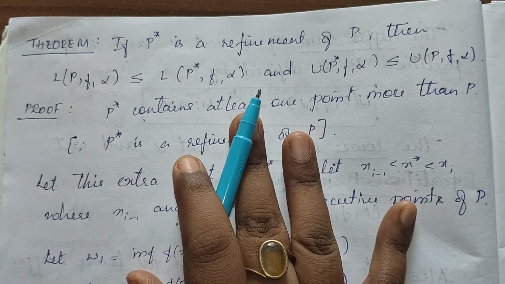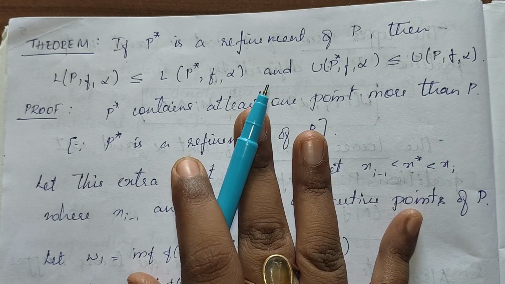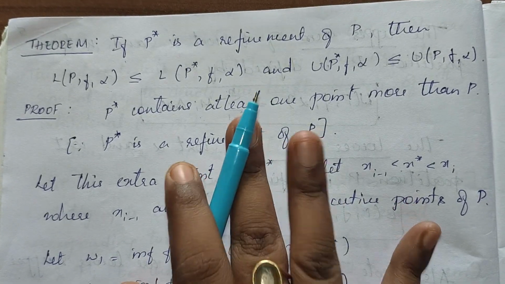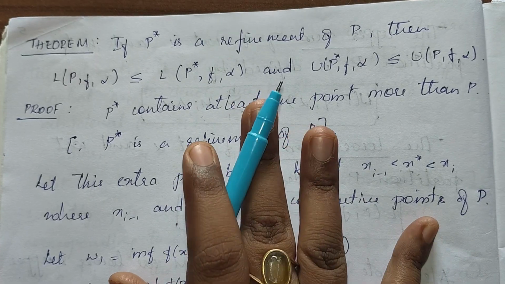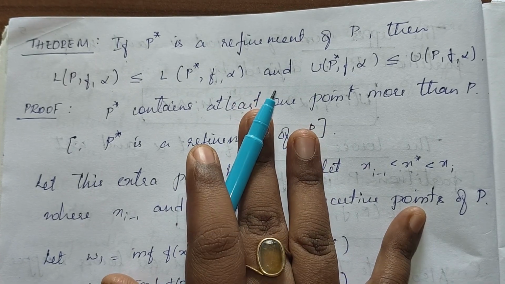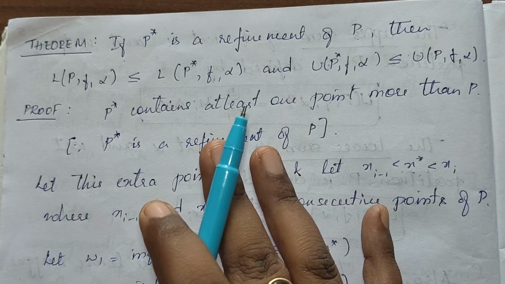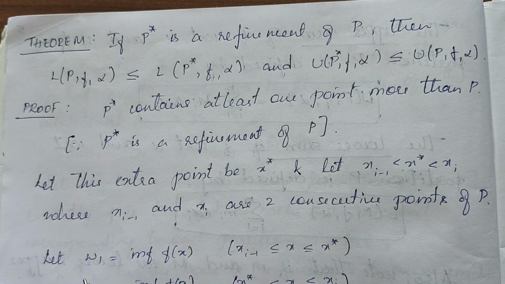So that is what we need to prove, and here it is understood that f is a bounded function and alpha is a monotonically increasing function, and both are running from the closed interval a comma b to the real numbers R.